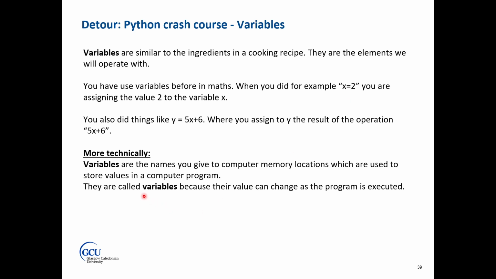And then finally, we call them variables because their value can change as the program is executed. So for example, my program can start with something like x equals 2, and then I do some other things. And then I do something like x equals 3, meaning that I can change its value continuously.